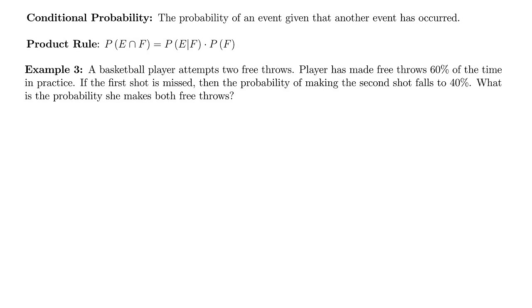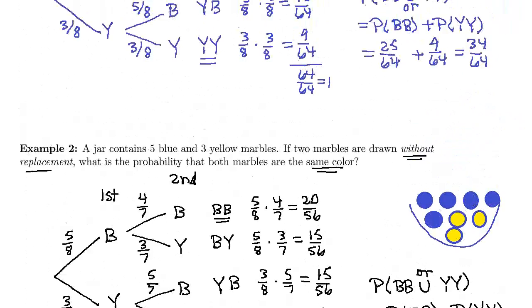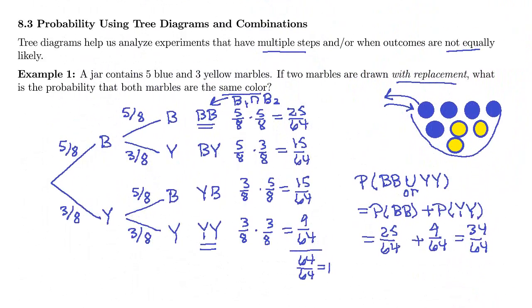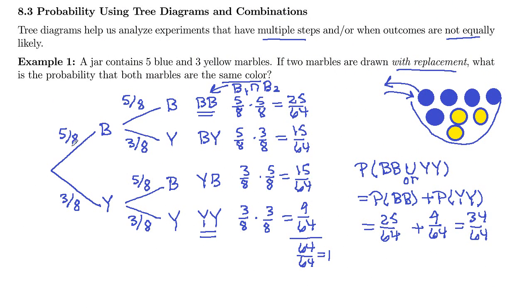So in the two marble examples, remember that when we drew with replacement, the probabilities did not change in that problem. So let's scroll back up here. When we drew with replacement, probability of blue was 5/8 on the first draw, 5/8 on the second draw. Probability of yellow was 3/8 on the first draw. It was also 3/8 on the second draw. So whether you drew blue or yellow first had no effect on the probability of blue or yellow second. When that happens, we say the two events are independent of each other.